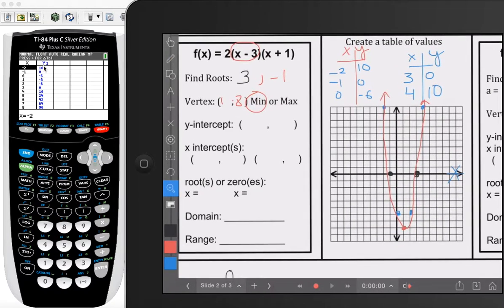Okay, now y-intercept, we said it's (0, -6). Now let's look at the graph and see if it makes sense. Did the graph touch the y-axis at -6? The answer is yes. So (0, -6) is my y-intercept.